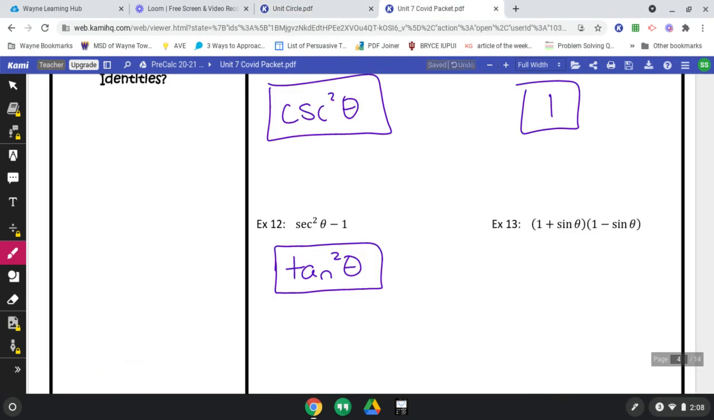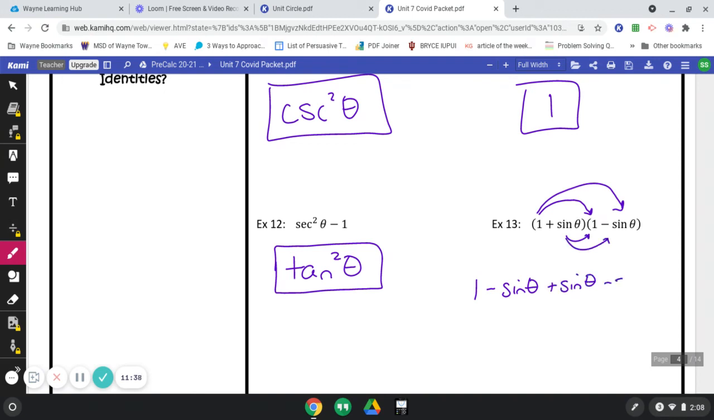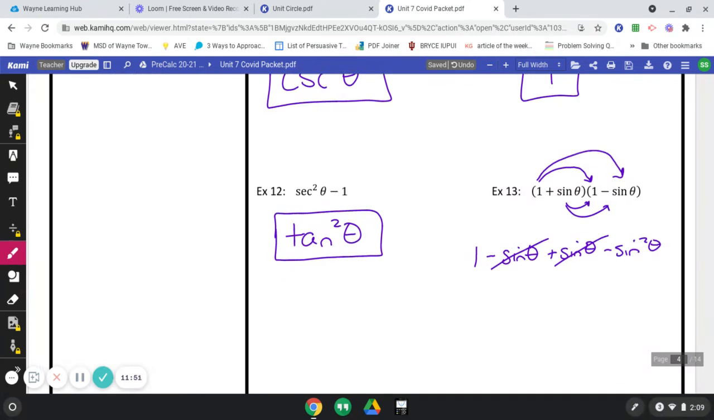So for this part, what I'm going to need to do first is just some regular math. Let's FOIL. 1 times 1 is 1. 1 times negative sine is negative sine. Sine times 1 is sine. And sine times negative sine is negative sine squared. Now, just like numbers, signs work the same way. So if I have a negative and a positive sine, those cancel each other out, just like a negative 5 and a positive 5 would cancel each other out. So I'm left with this 1 in front and minus sine squared theta.